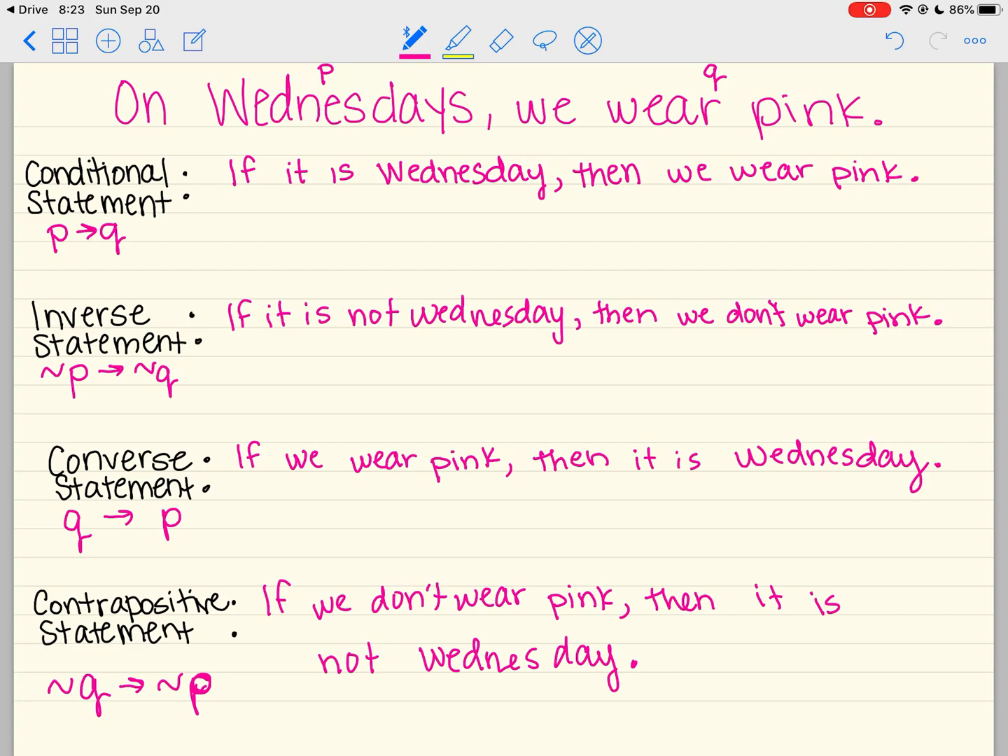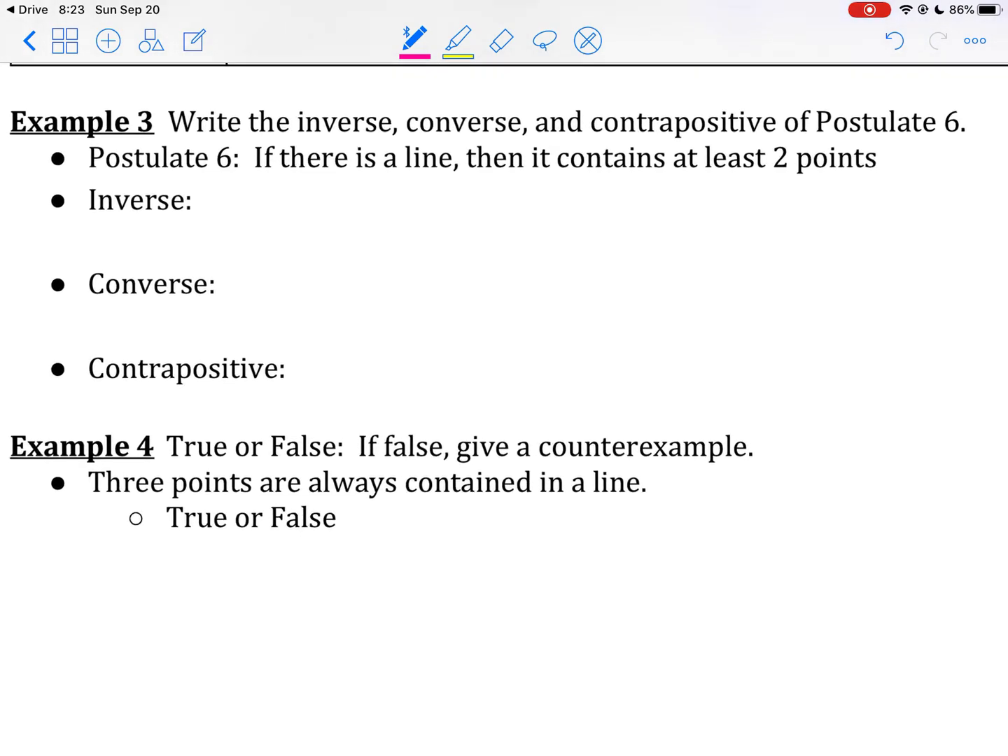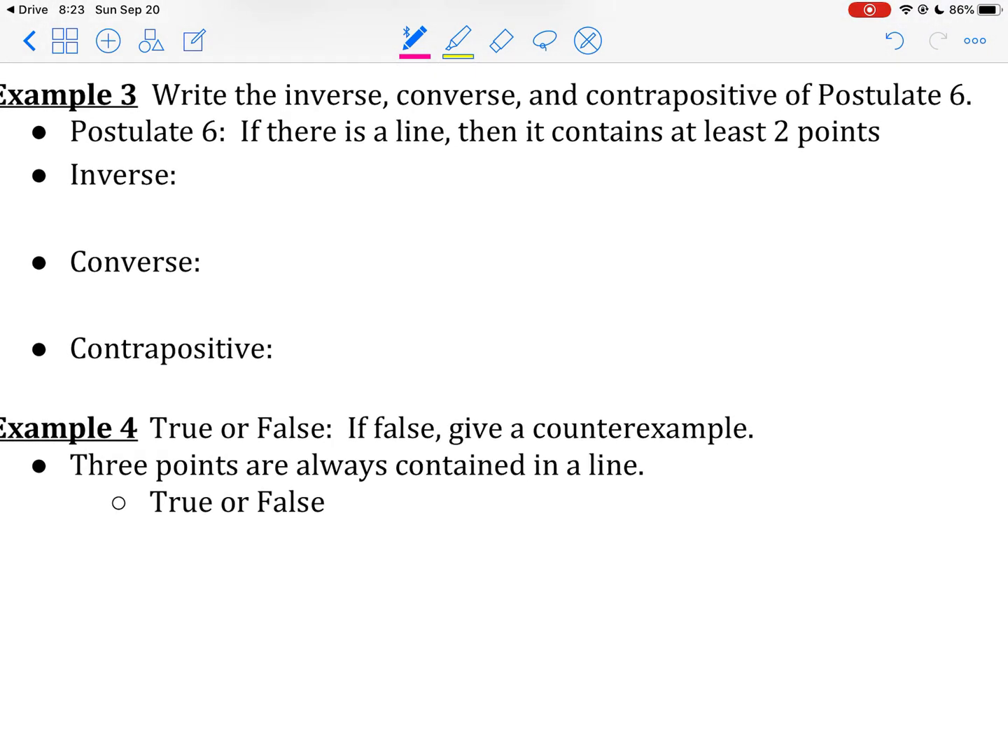So the conditional statement is an if-then form. So if it is Wednesday, then we wear pink. The inverse statement is the opposite of what the original said. So if it is not Wednesday, then we don't wear pink. The converse just flips the order. So if we wear pink, then it is Wednesday. And the contrapositive does both. It flips the order and it switches the meaning. So if we don't wear pink, then it is not Wednesday. So that's kind of like a non-math version of the conditional statement and those other statements.